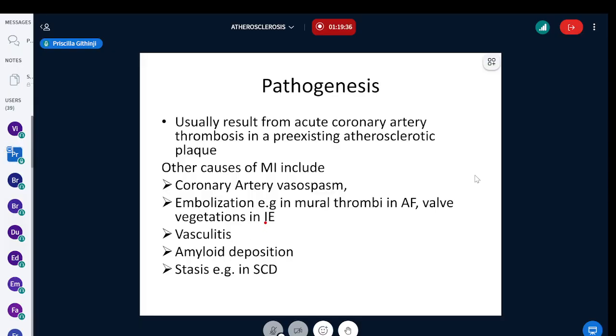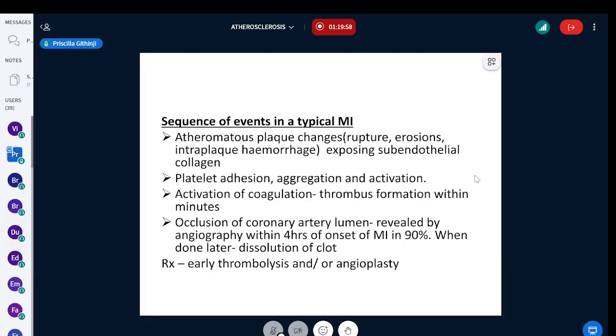This is one of the lectures you're going to have subsequently. It can also occur in patients who have vasculitis, amyloid deposition, or in stasis that can be seen in, for example, sickle cell disease. But the main cause of acute myocardial infarction is thrombosis in a pre-existing atheromatous plaque, but there are other causes. So what happens?